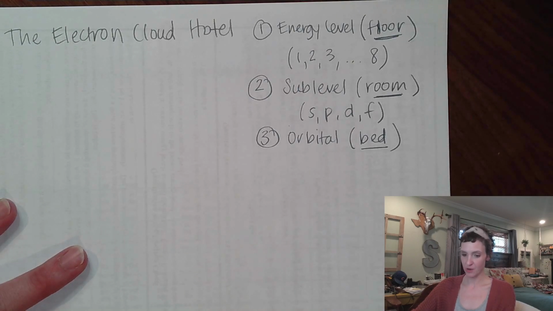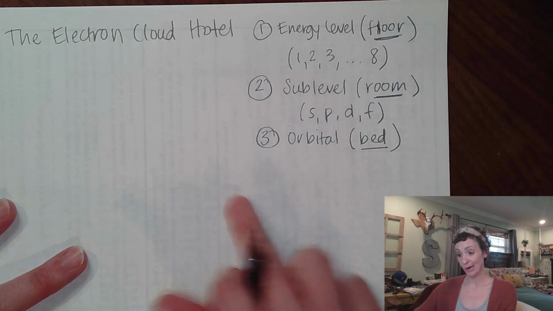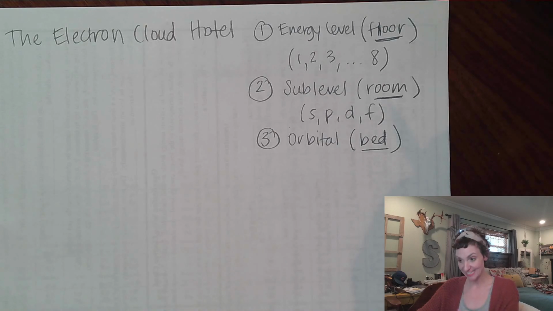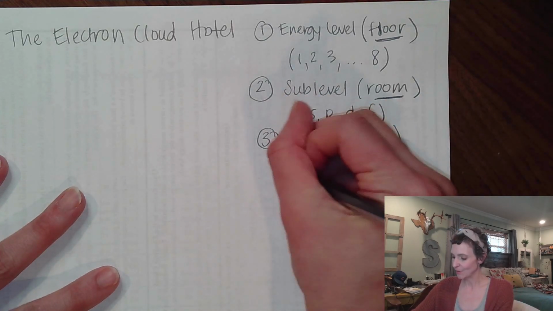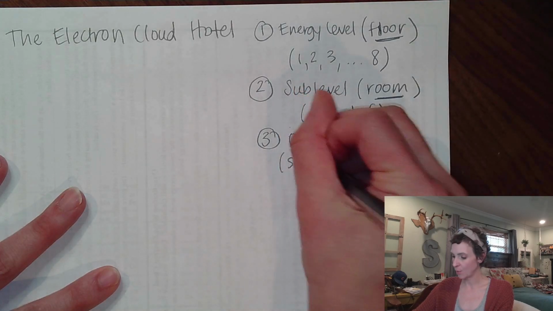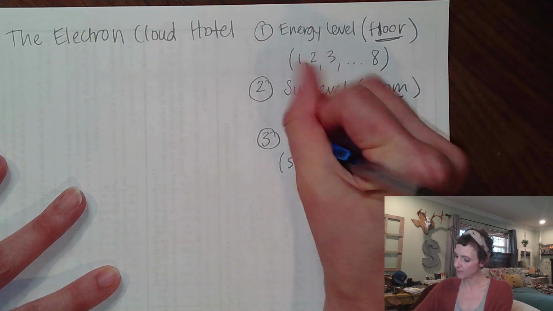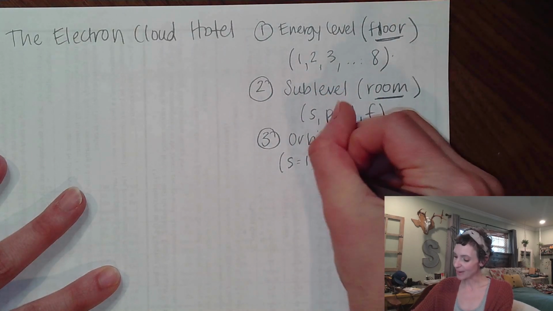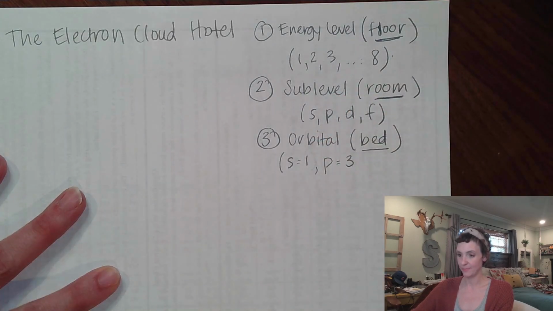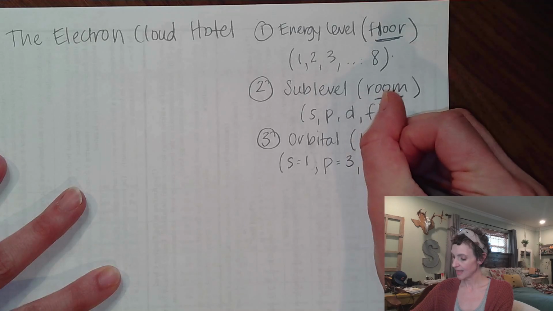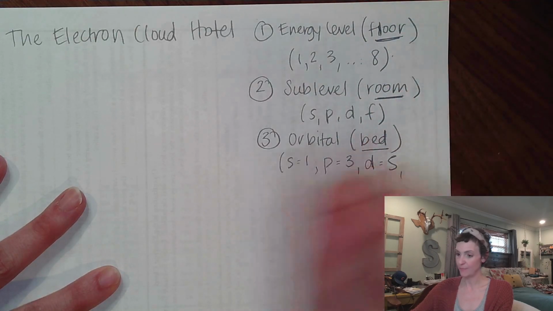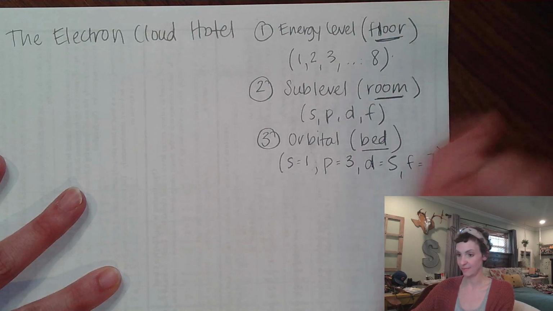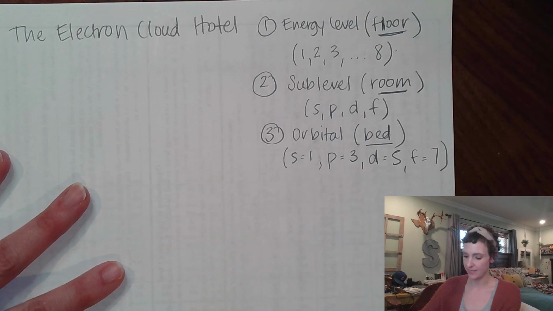Okay. And here we're going to write how many beds each room has, or how many orbitals each sublevel has. So remember, my S room had 1 bed. I should put a comma there, right? And then my P room has 3 beds. And then my D room has 5 beds. And finally, my F room has 7 beds. Lots of beds going on in the F room.